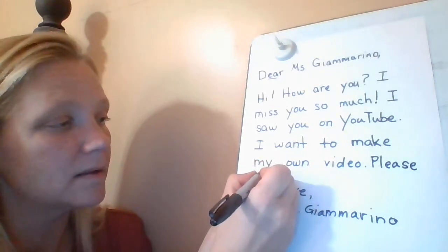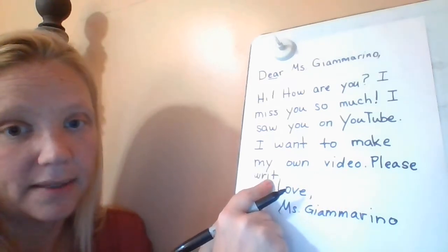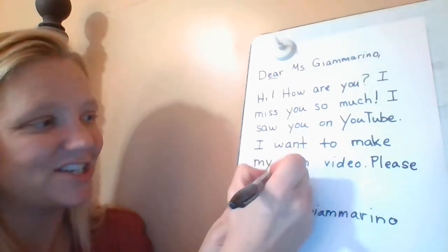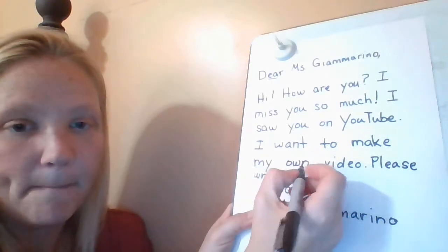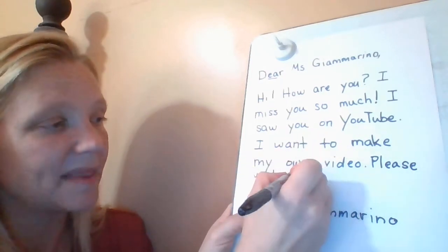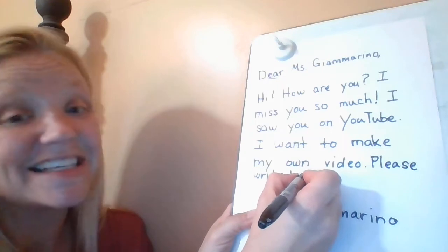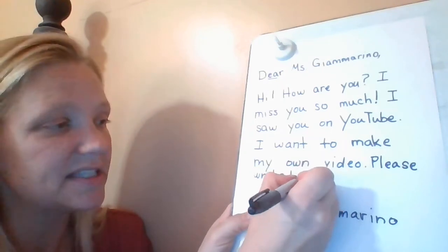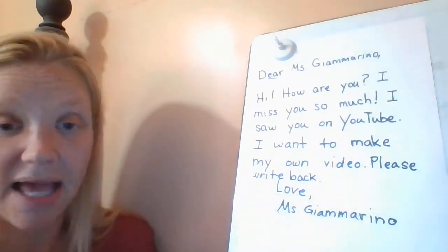I, long I. How do I make that I a long I? That's right, magic E. Please write back. B, b, B. Remember, B goes to the right. A. It's actually CK. CK. And I'm going to put a period because it's my last sentence.